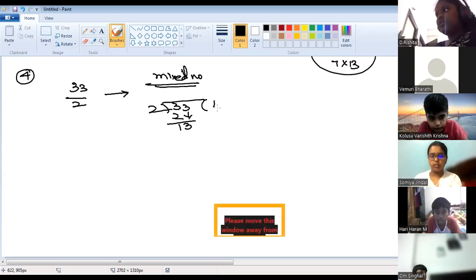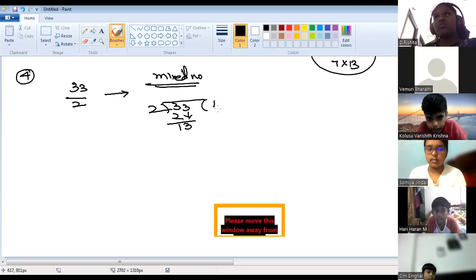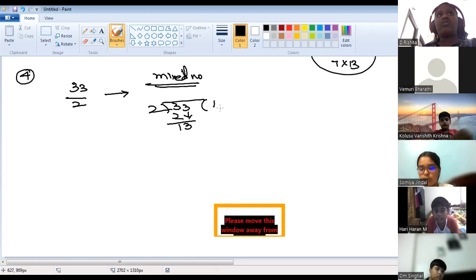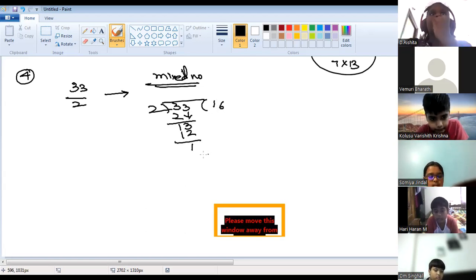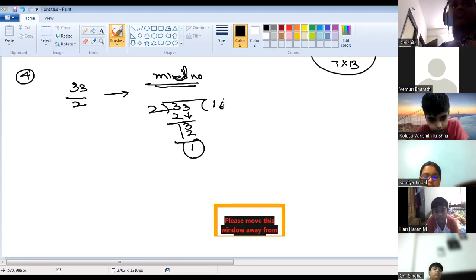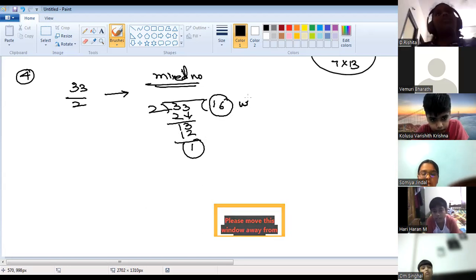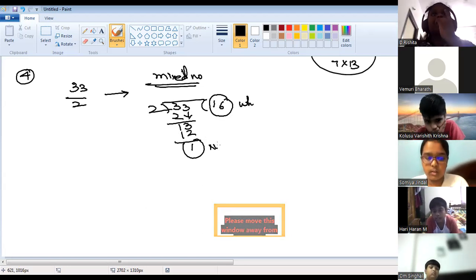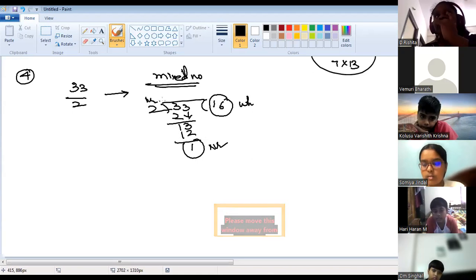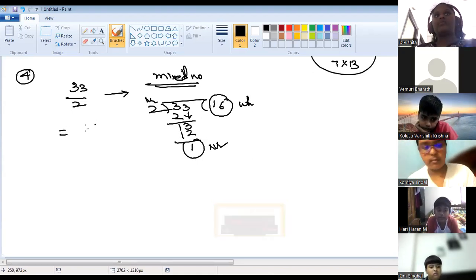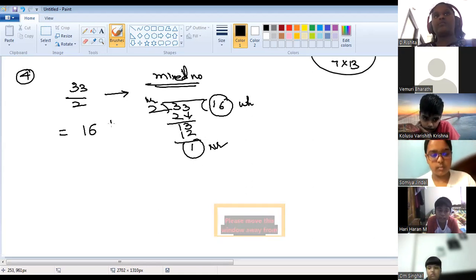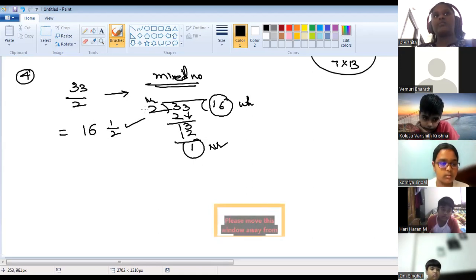How many times? Ma'am, we can take 6. Very good. We can take 6 times. 12. What is the remainder? 1, ma'am. Now, please let me know which is the whole part. Your quotient is the whole number part, and this is the numerator, this is the denominator. Please let me know the mixed number. 16 1 by 2. These are the basic things, children.